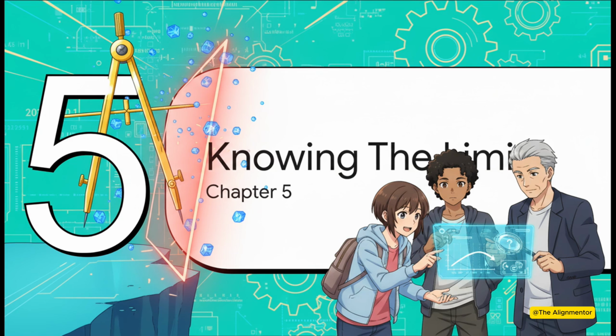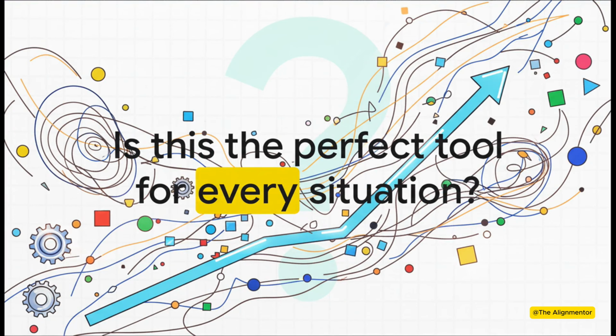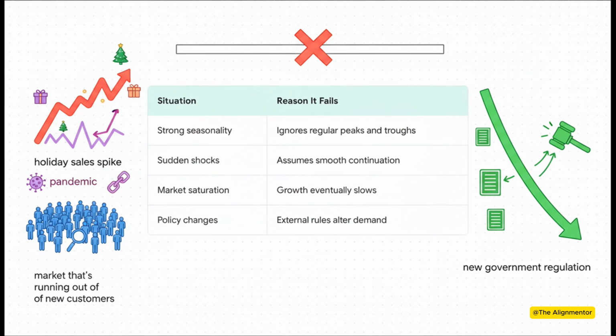Okay, now we've reached what might just be the most important part of this whole explainer. Every tool has its limits, and knowing what they are is the real key to using it wisely. A straight line is powerful, for sure, but the real world isn't always so neat and tidy. The biggest forecasting mistakes happen when people try to force a linear trend onto a situation where it just doesn't belong. This slide is absolutely critical.